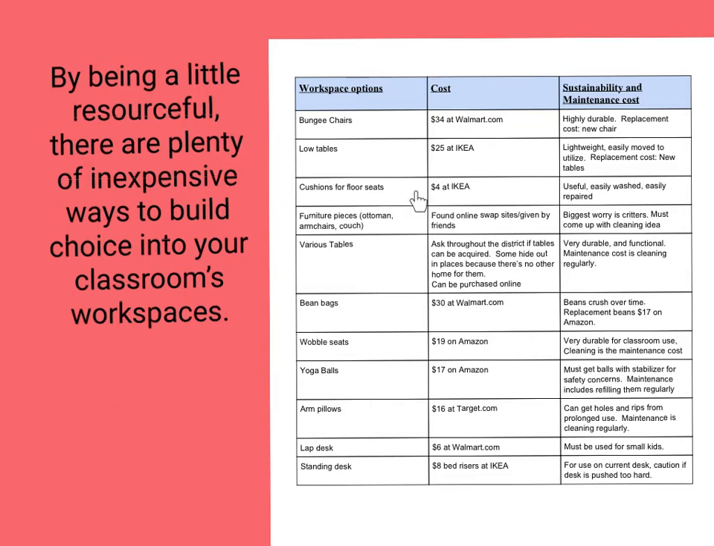Cushions for the floor, like I said, the students can feel grounded if they're sitting on the floor. These cushions can be bought at IKEA for about $4. They're useful, easily washed, easily repaired, very functional. Furniture pieces, ottomans, armchairs, couches, a lot of times can be found. Neighbors are giving them away, or family members.